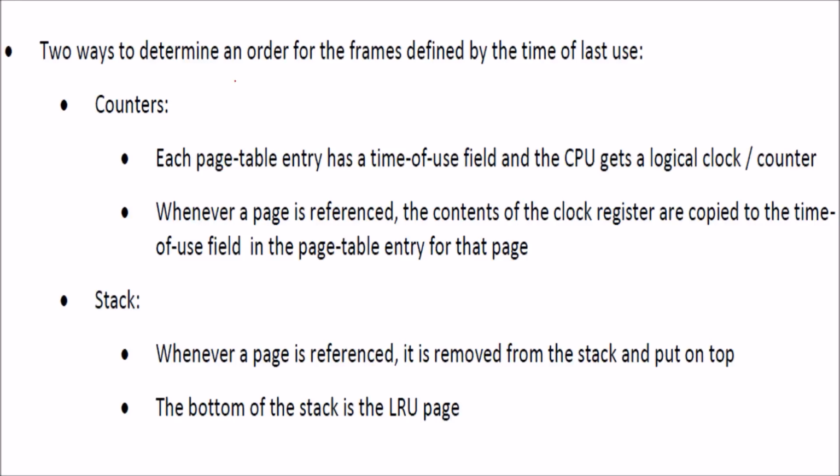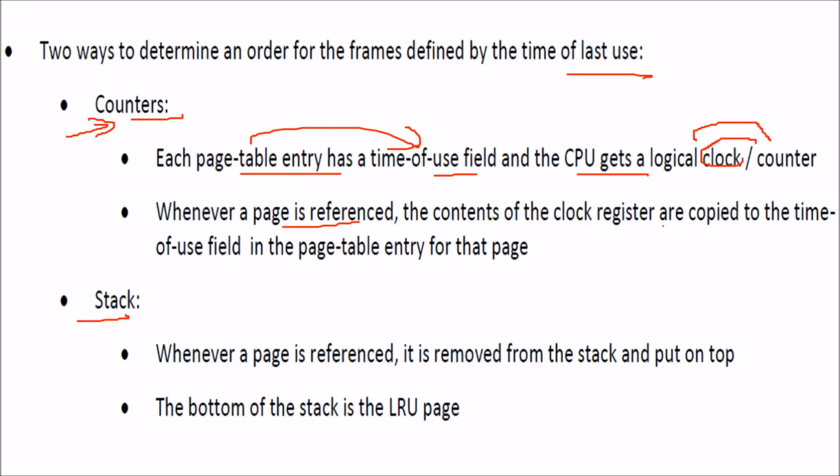So there are two ways to determine the order of frames, defined by the time of last use. Because in least recently used, how do we know which one is least recently used? We can use a counter, we can use a stack. In the counter, each page table entry has a time of use field. In the page table we'll put the time, and the CPU gets a logical clock or counter, so that we may know which is least recently used. Whenever a page is referenced, the content of this clock register is copied to the time of use field in the page table entry for that page.